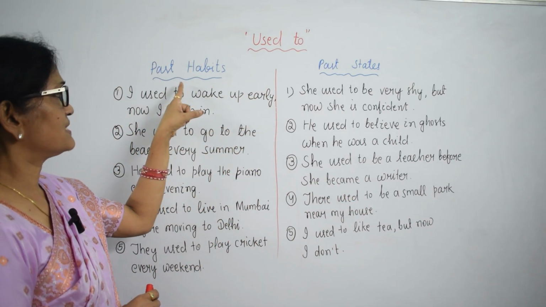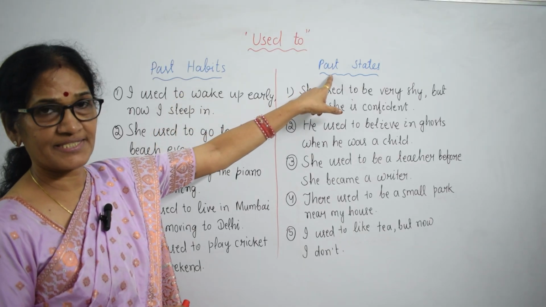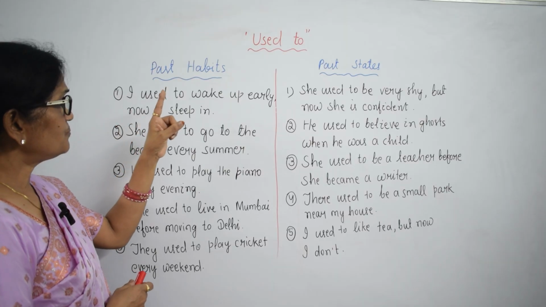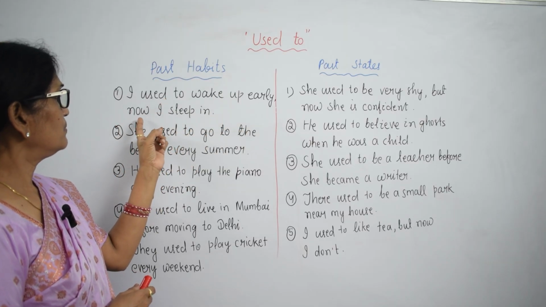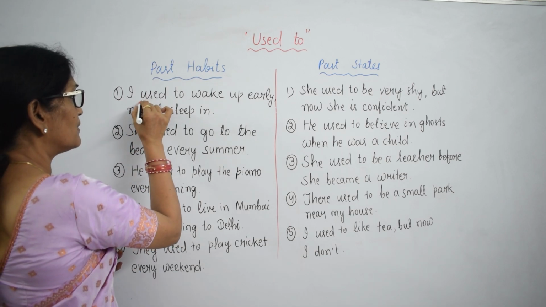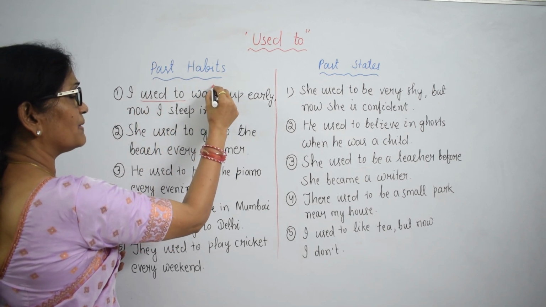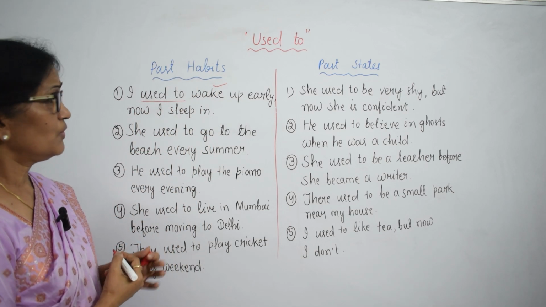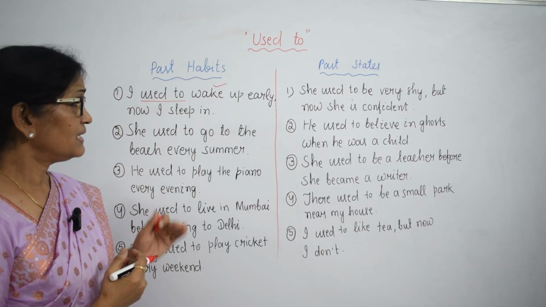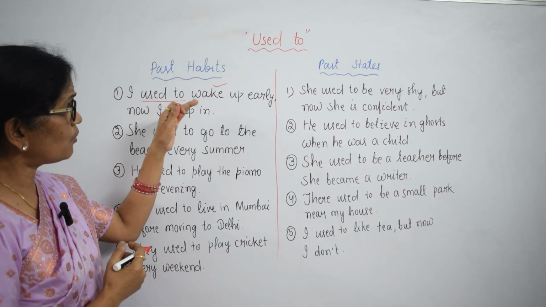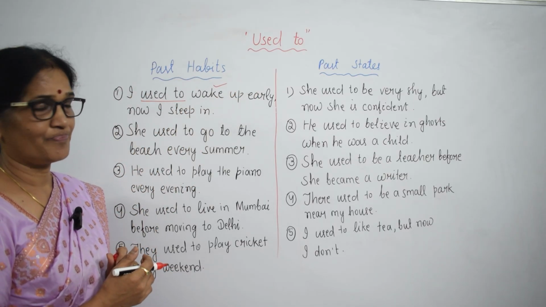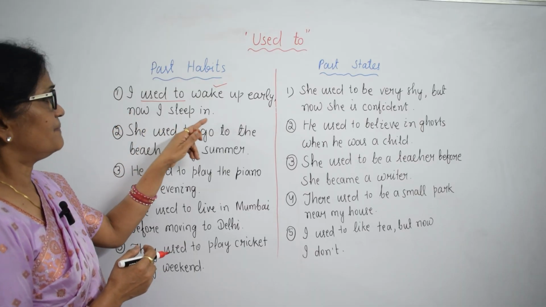Used to for past habits and for past traits. At first, we will see the past habits. I used to wake up early. Now I sleep in. Okay. Used to, remember, follows the base form of a verb. When you use "used to," it expresses past habits. This means I woke up early in the past. Now I don't. Now I sleep in.